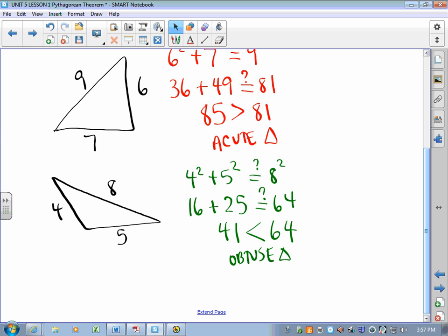So the Pythagorean theorem works both ways. If we know we've got a right triangle, then we can use Pythagorean theorem to find a missing side. If we don't know if we have a right triangle, we can use the Pythagorean theorem to find out what kind of triangle we have.